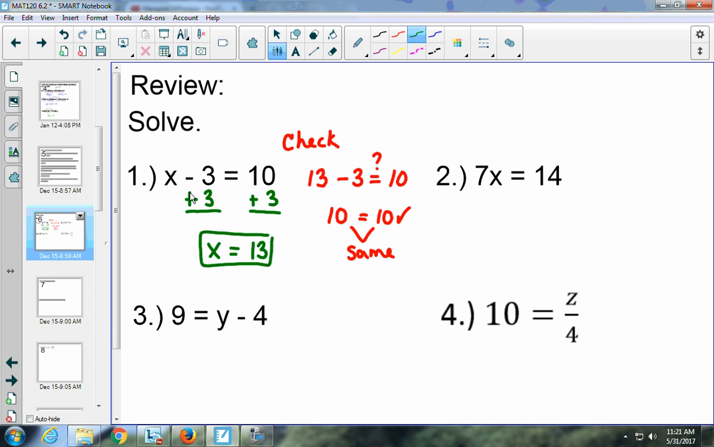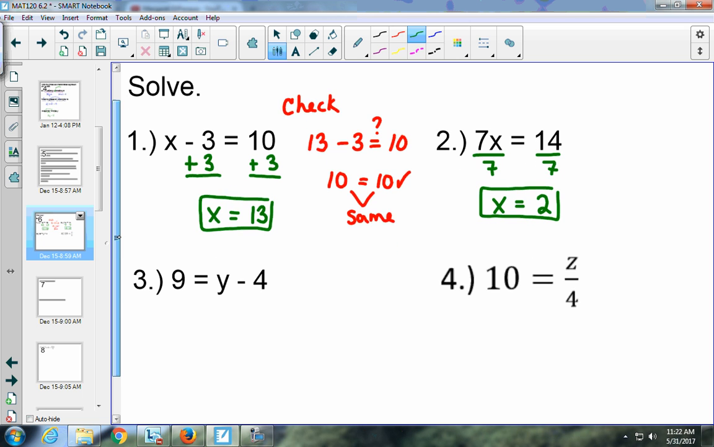If we look at number 2, 7x equals 14. Remember, when a number and a variable are right next to each other, it means multiplication. So to undo multiplication, I use division. And that gives me x equals 2.